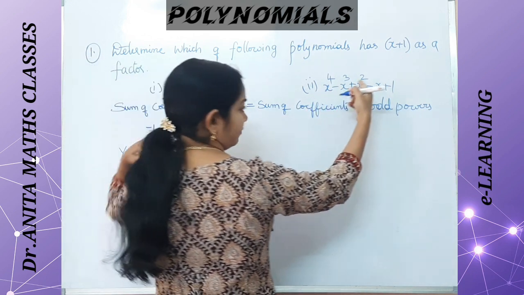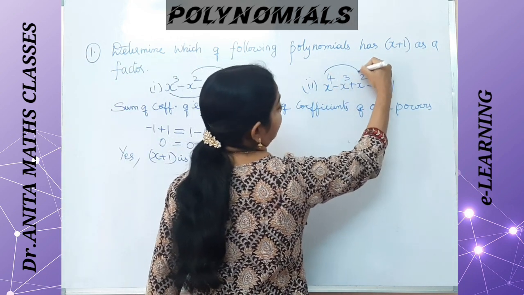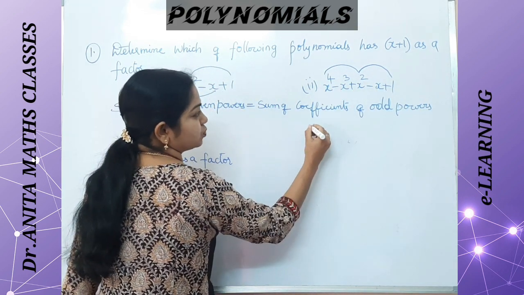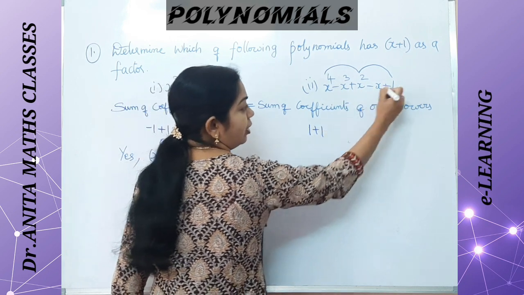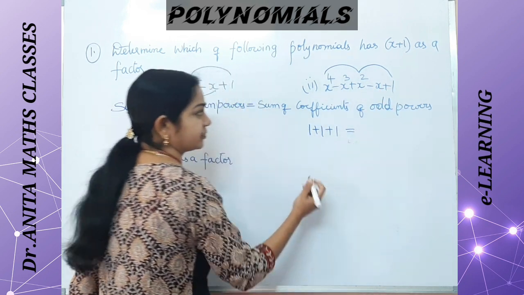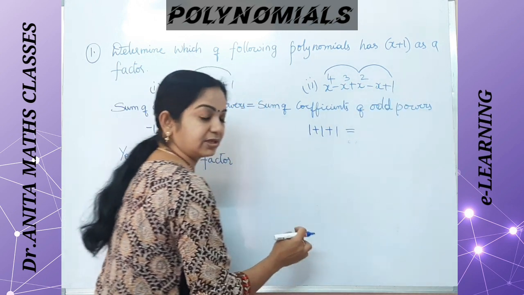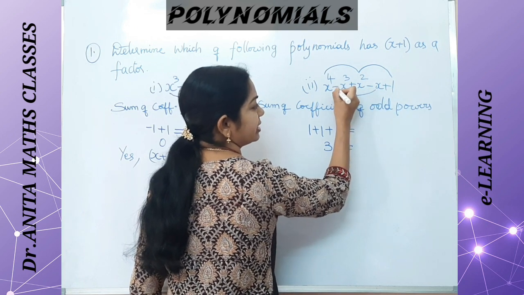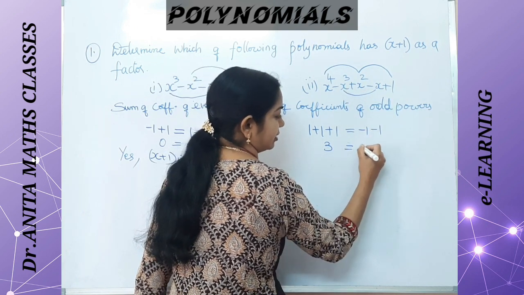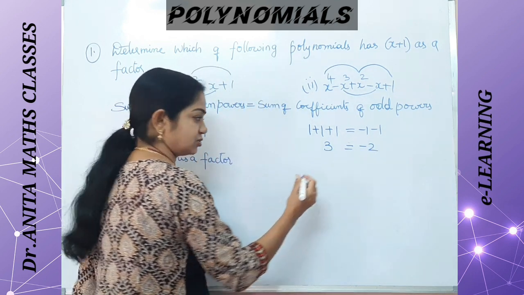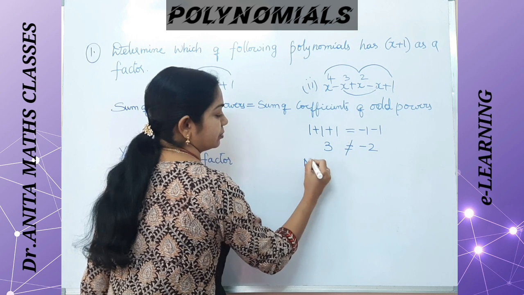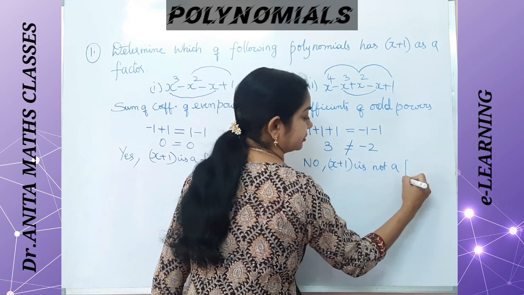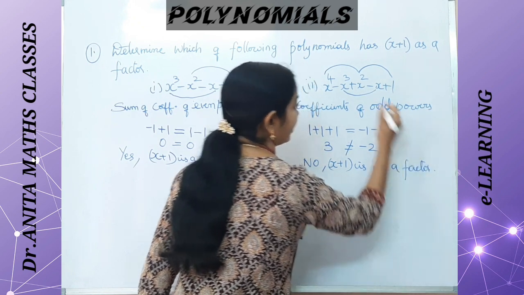Let us check for the second one here. Now if you see here, this is even. So for x to the power of 4, x square and the constant, we will write the coefficients, along with the sign. So 1, 1 and 1, which comes to 3, equals to, let us see the odd coefficients, these two odd coefficients, minus 1, minus 1. That comes to minus 2. Is 3 equal to minus 2? No. So we say x plus 1 is not a factor of this polynomial.